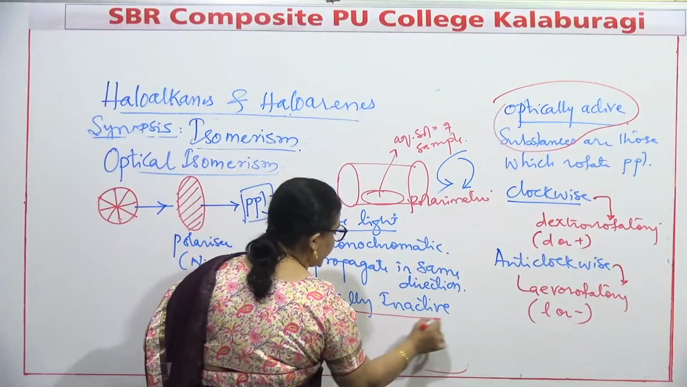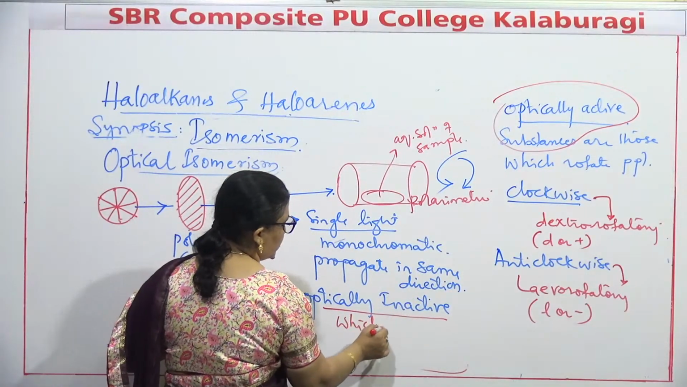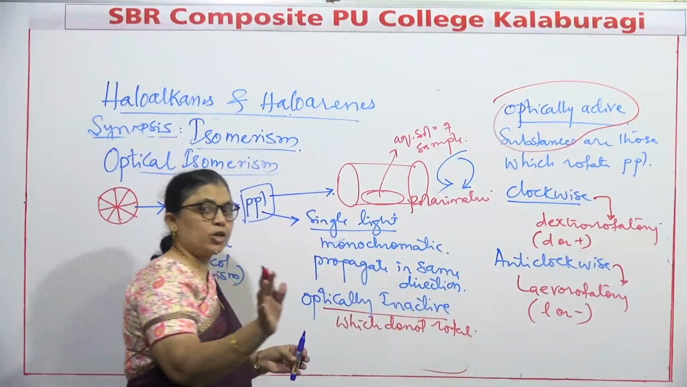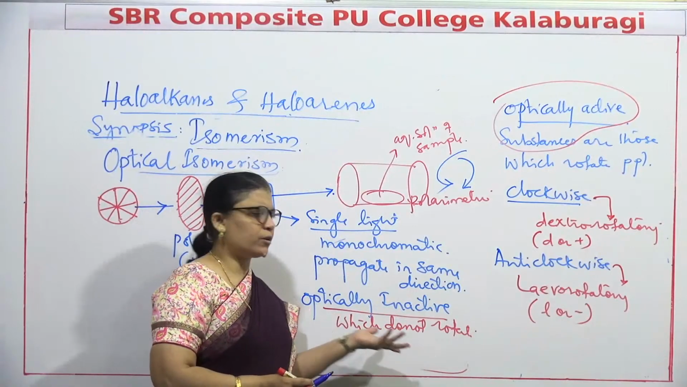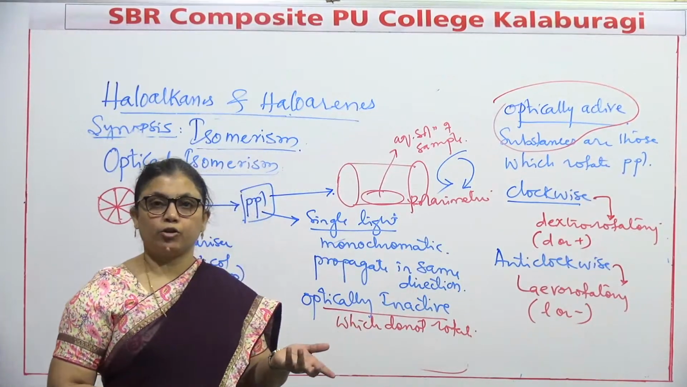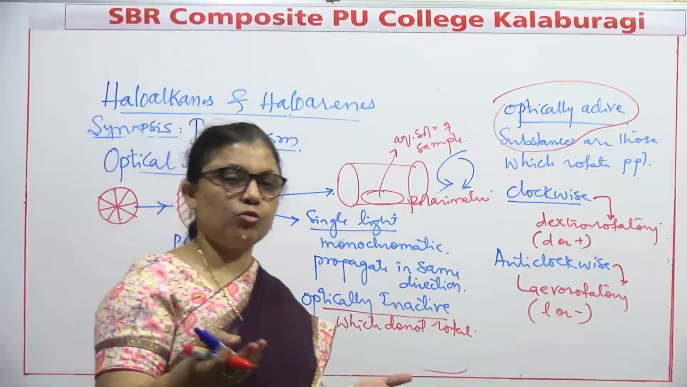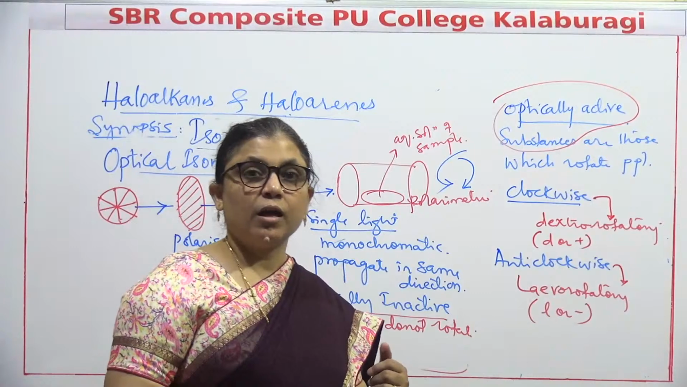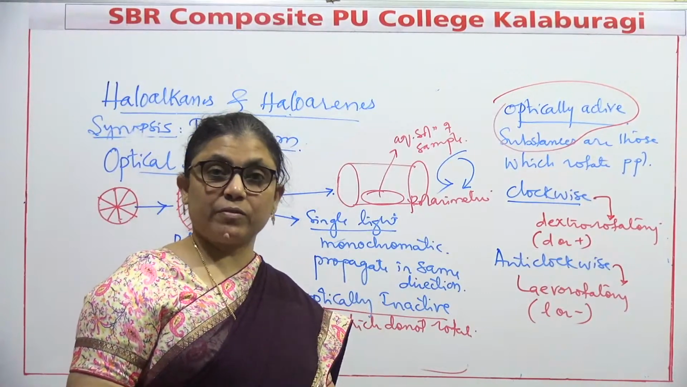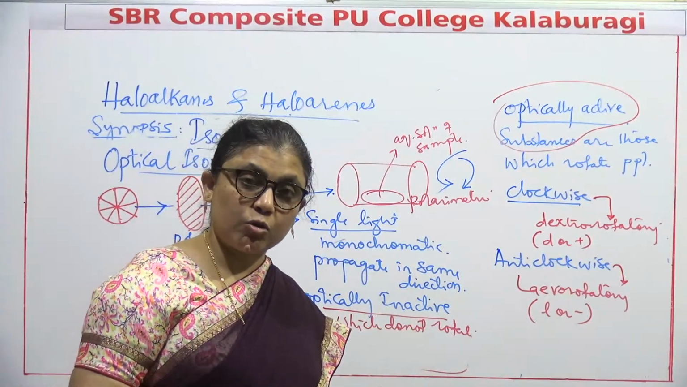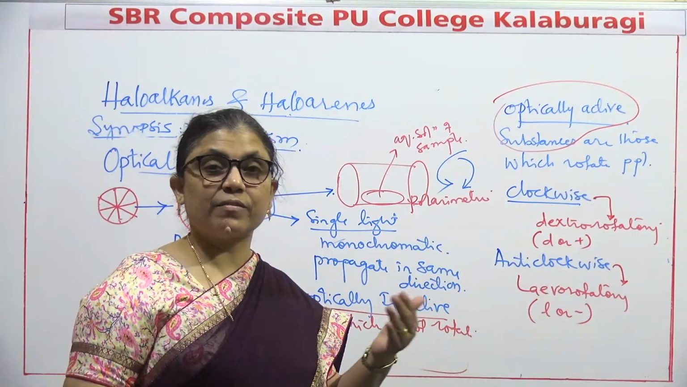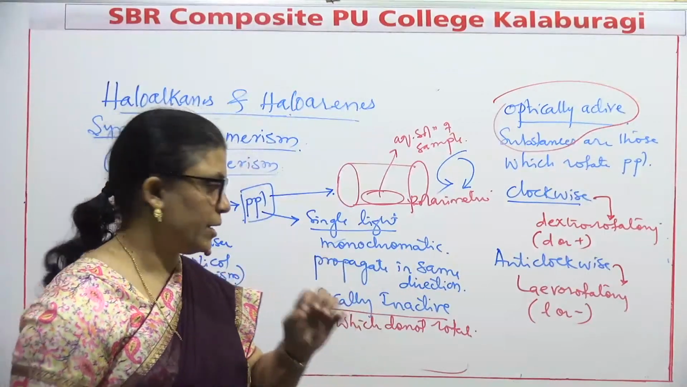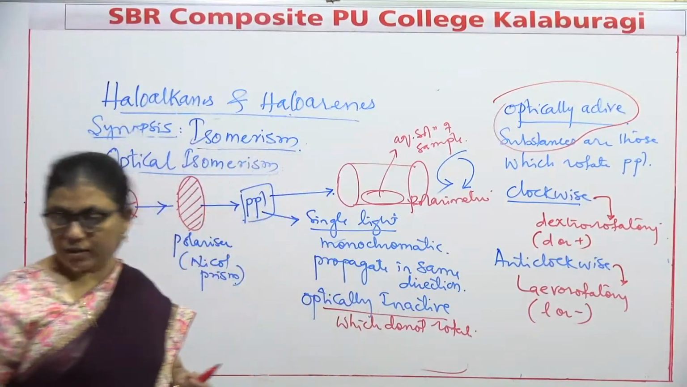Now, the substances which do not rotate plane polarized light in any direction are called optically inactive. If they are unable to rotate, those are called what? Optically inactive. Those which rotate are optically active; those which do not rotate are optically inactive. Now the question arises, why is it so? On what basis are some of the substances able to rotate plane polarized light and some not able to rotate it? These are based upon certain conditions. What are those conditions? That we will see together.